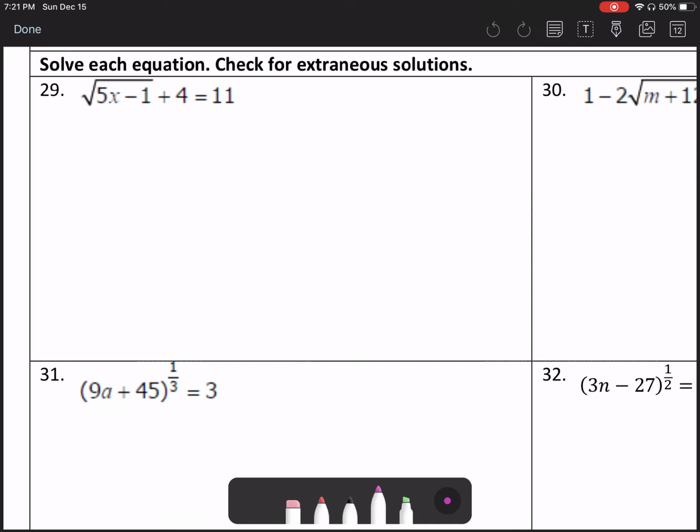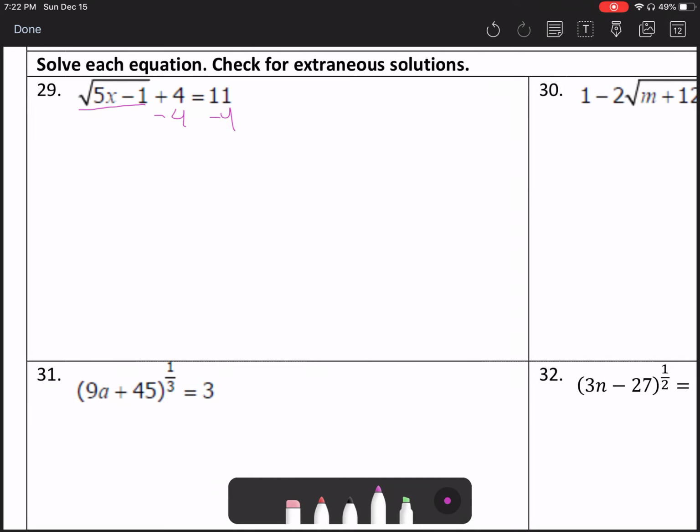So for number 29 here, I have my radical here. I have an extra plus 4. And so how do I get rid of a plus 4? I don't add 4. I'm going to subtract 4. 11 minus 4 is 7. Okay, and so I have radical 5x minus 1 is equal to 7.